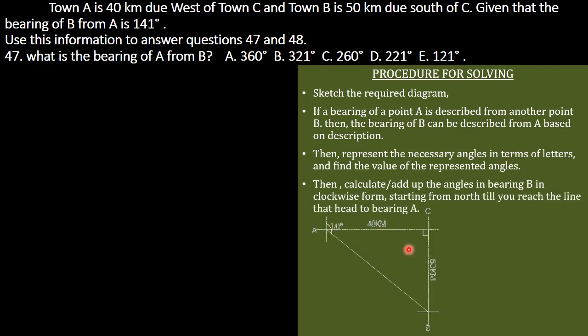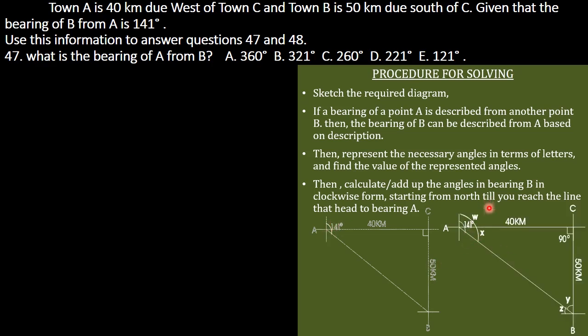Town A is 40 km due west of town C. We have our town B here and our town A here. Given that the bearing of B from A is 141 degrees, from A you have to start from the north. From this north to this east, we have 90 degrees. Don't forget we are going to 141 degrees, and 141 degrees does not reach 180 degrees; it is in the range of 90 to 180 degrees. We can see that we represent our required angle.